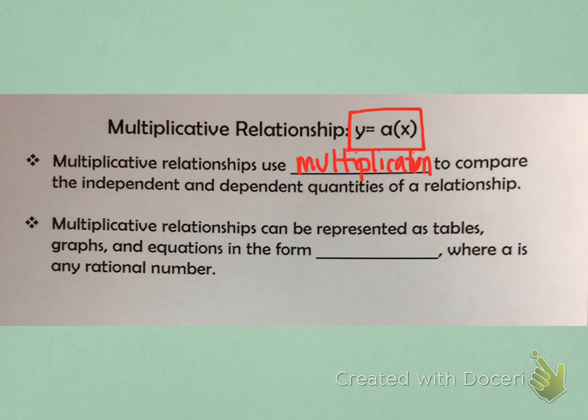Multiplicative relationships can be represented as tables, graphs, and equations in the form of that equation, which is y equals a times x, where a is any rational number. And we talked about rational numbers yesterday in class.